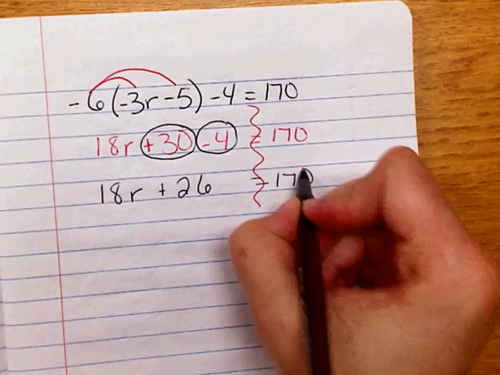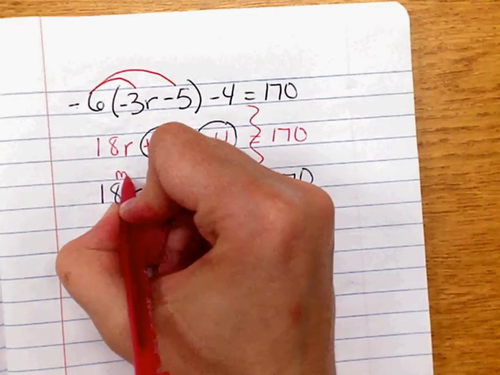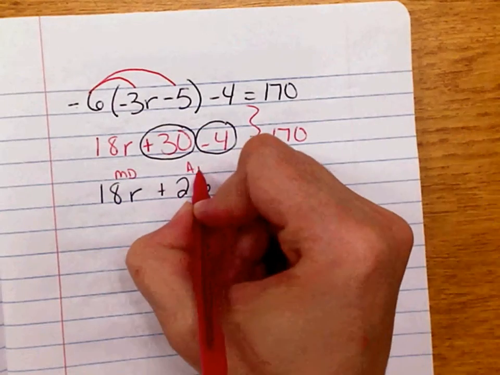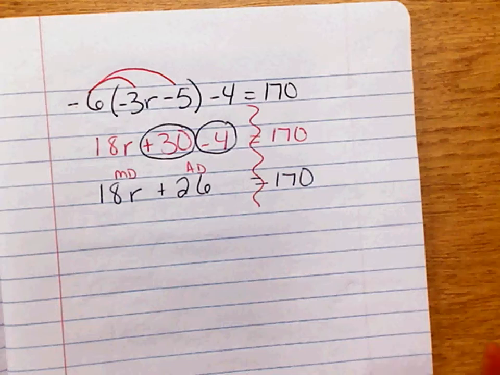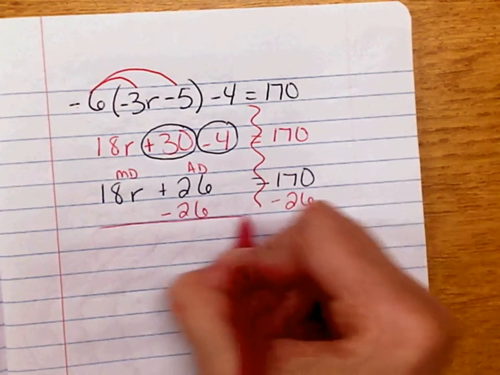All right. Is there anything else that needs to be simplified? Nope. So now we're ready to do the addition, subtraction, multiplication, and division. So this is multiplication, division, and this is addition, subtraction, right? So we're going to do minus 26 on both sides first.